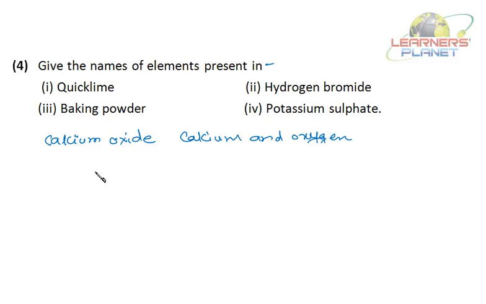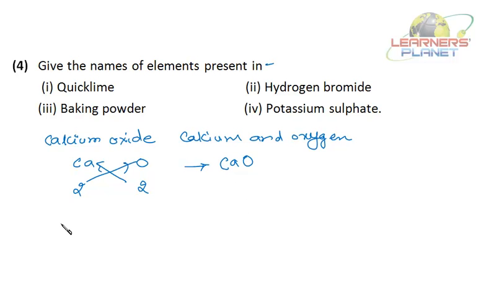Now what will be the formula? How will you write the formula? Write the symbols first: Ca, oxygen. Write the valencies. Valency of calcium is 2. Valency of oxygen is again 2. Now cross place the valencies or cross over the valencies and you'll get the formula as CaO.